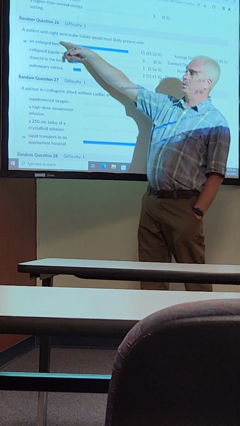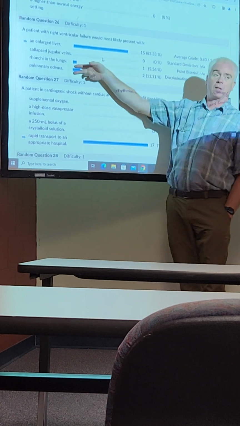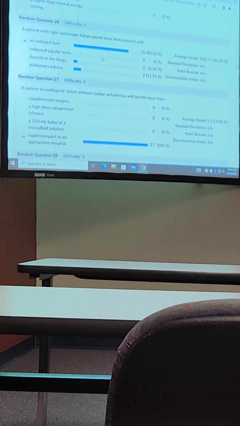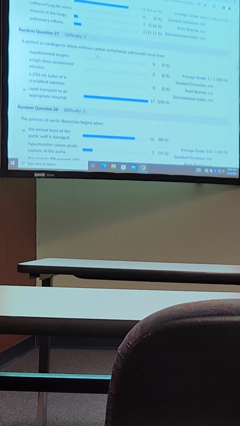Patients with right heart failure most likely have hepatomegaly, enlarged liver. They're not going to get anything backed up to the lungs. That would be left heart failure. Cardiogenic shock without an arrhythmia would benefit from rapid transport. Process of aortic dissection begins when the inner lining, the intimal layer, is torn.